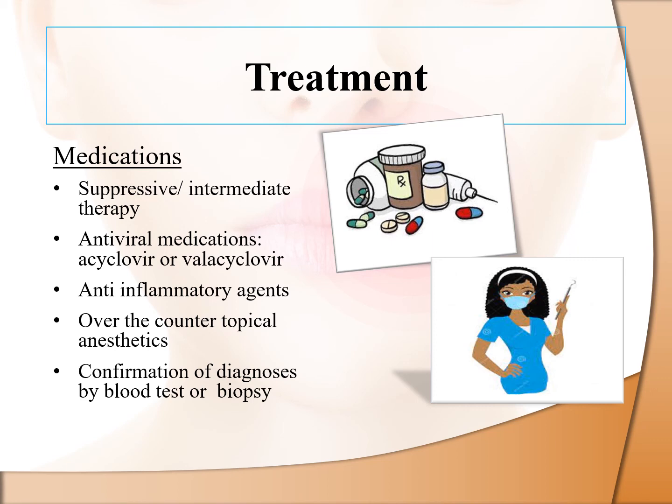So here's a list of treatment. For medications, you can have suppressive or intermediate therapy. You can use antiviral medications such as acyclovir or valacyclovir, anti-inflammatory agents, over-the-counter topical anesthetics, and you may also need a confirmation of diagnosis by blood test or biopsy.